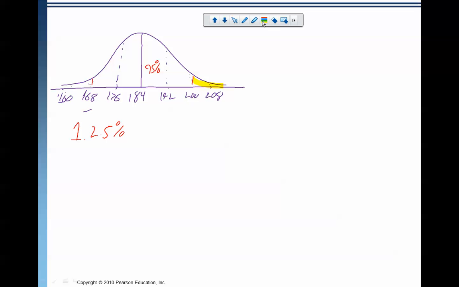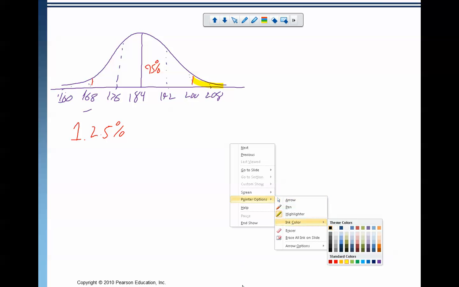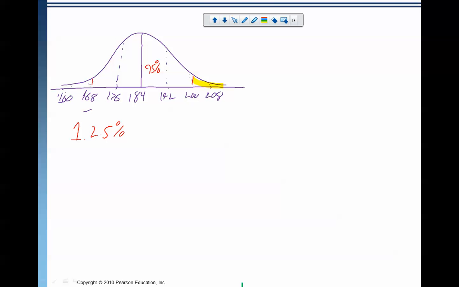What's the next one? Over 168. So again, looking for this section of the graph that we're talking about. Everything over 168 is from here over. So what do we know about that section? I know that from here to here is 95%. I know from the previous problem that this section is 2.5%. So 95 plus 2.5, number 2 is 97.5%.